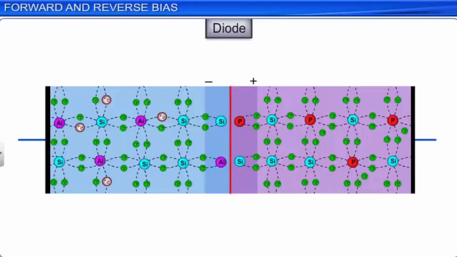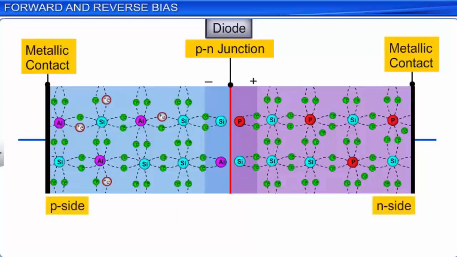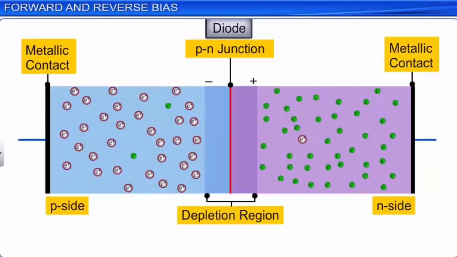We have learned that in a diode with metallic contacts, there is a PN junction, separating the P side from the N side, and a depletion region which is devoid of any charge carriers. The holes are the majority charge carriers in the P side, and the electrons are the majority charge carriers in the N side.